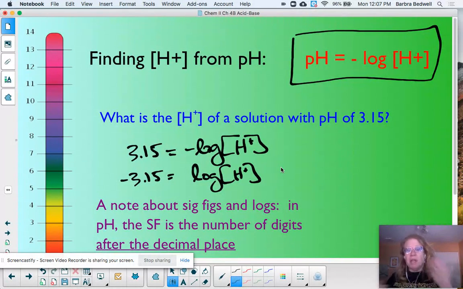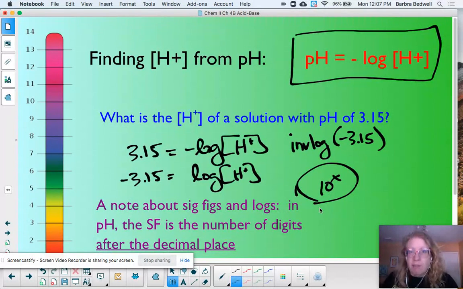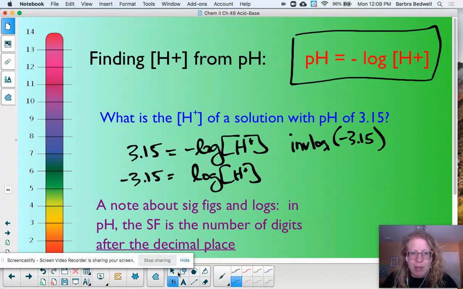Then in order to undo this, you would do the inverse log. It's like a second function on the calculator. On my calculator, the log button is here, and I have to press the second button first. So it's the inverse log of negative 3.15. By the way, the function for the inverse log is 10 to the x. That's the name of that particular function, so when you look at your calculator, that's what you're looking for. It's the second button, or the inverse button.